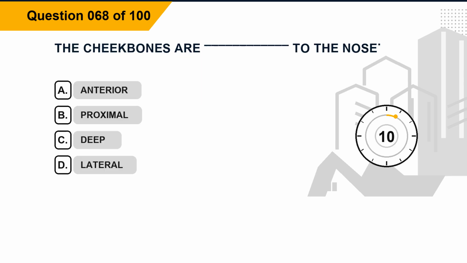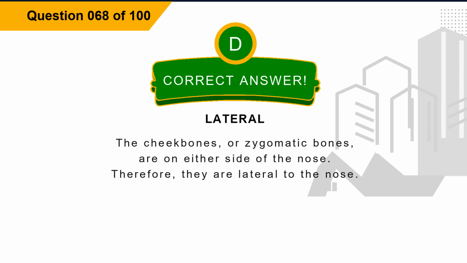Question 68. The cheekbones are blank to the nose. Option A, anterior. Option B, proximal. Option C, deep. Option D, lateral. The correct answer is option D, lateral.